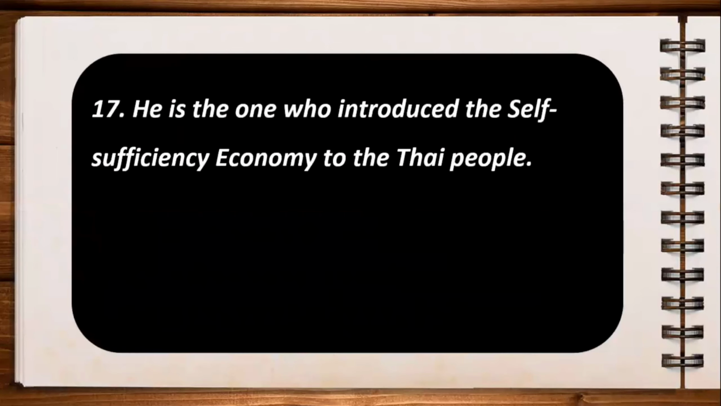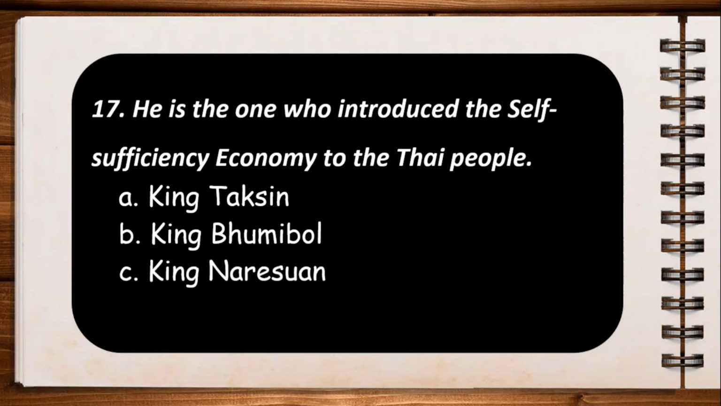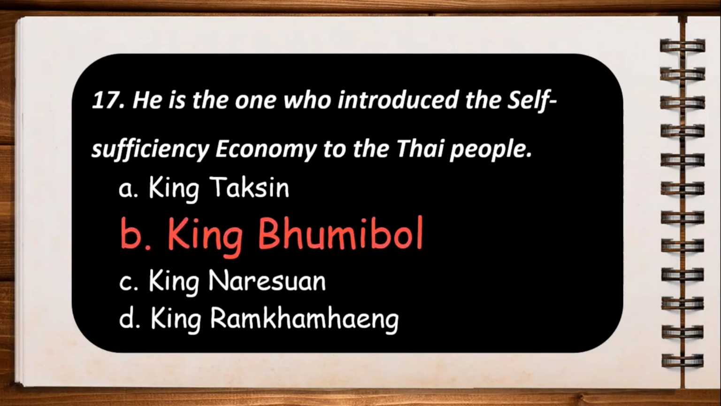Number 17. He is the one who introduced the self-sufficiency economy to the Thai people. A, King Taksin. B, King Bhumibol. Letter C, King Naresuan. Or D, King Ramkhamhaeng. The answer is King Bhumibol.